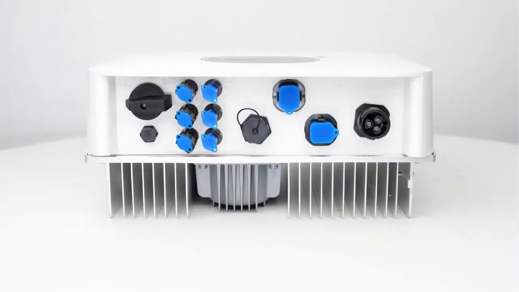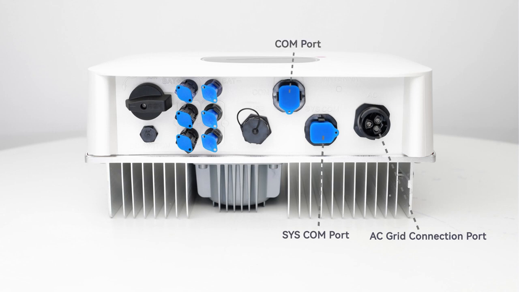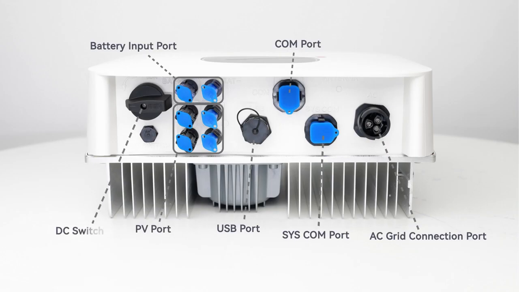This is all the ports of the inverter. The ports from right to left are AC grid connection port, SYS COM port, which is for communication of battery system, smart meter, and backup box, COM port. For the DRM function of Australian models or power control interface of European models, USB port for the monitoring accessories and firmware upgrades, battery input port, PV port, DC switch for solar input. Ensure that the DC switch is off before wiring.